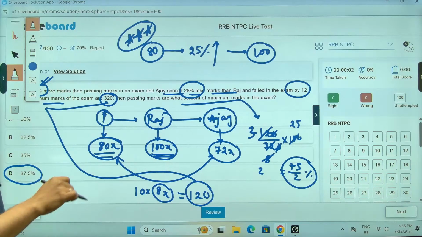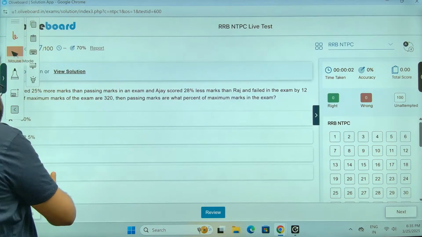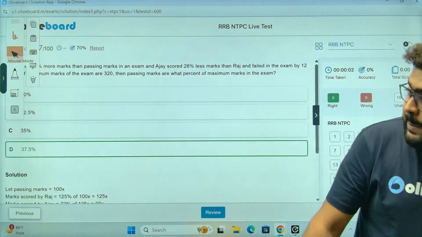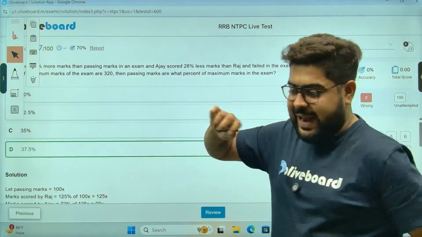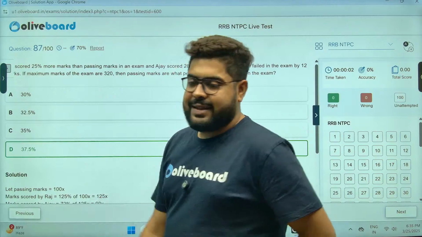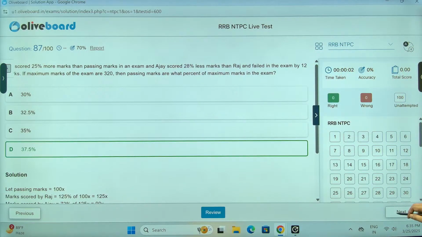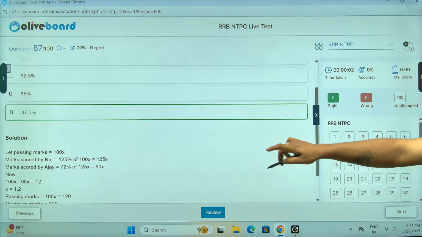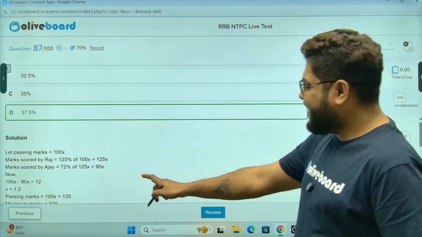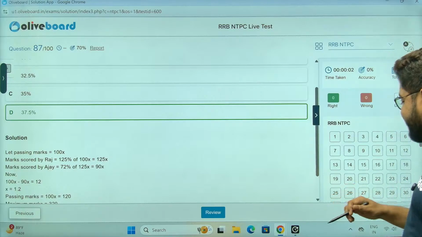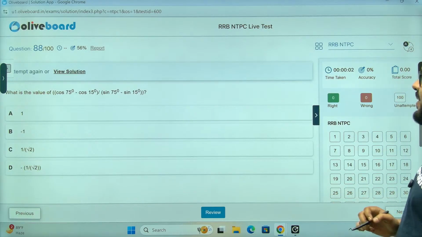Clear? Very simple, sir. Option number D. Please remember that technique, the 80 and 100 one. Nothing special, but again, it's very special. You see, they have also solved it the same way, look. They have also solved it the normal way, not our way.